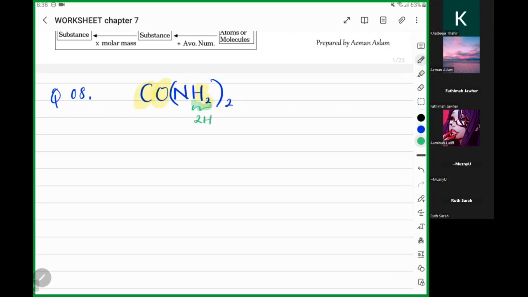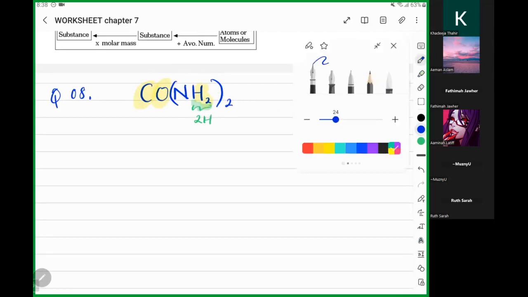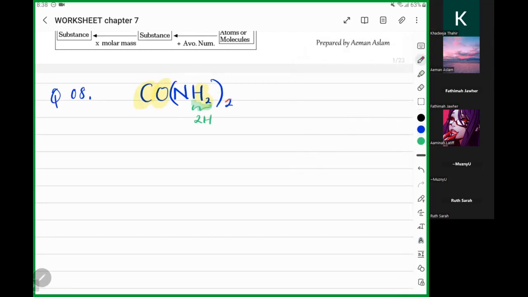Okay, but if you consider this 2 which is found outside here, this 2 is common for hydrogen and nitrogen, because this bracket is also connected to this 2. Whatever is inside that bracket has into 2. It's like maths. So in fact, you have 1 carbon, 1 oxygen, 2 nitrogen, and 2 into 2 hydrogen. That means you have 4 hydrogens. So this is the answer, right?